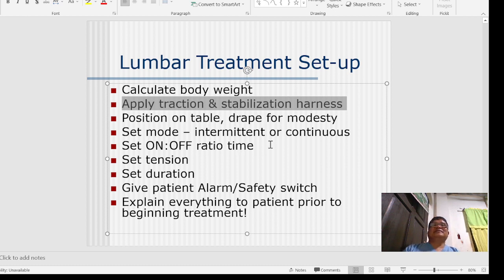So, then on and off time ratio, then set ang tension, set ang duration, then give the patients the alarm safety switch. Kato siya in case of emergency, ipinduton nila nga mapalong ang machine. So, explain din na siya.